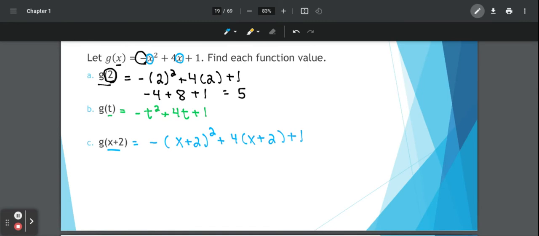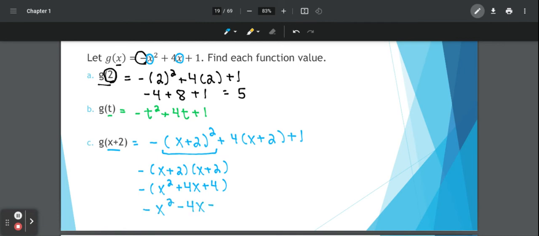When you square this right here, you cannot distribute a squared. You actually have to FOIL it out. So remember, that's like saying (x plus 2) times (x plus 2). And so if you FOIL that out and then distribute your negative, well, first you FOIL it out, you get x squared plus 4x plus 4. So we'd get negative x squared minus 4x minus 4. Going back up here, distributing the 4, we get plus 4x plus 8 plus 1.